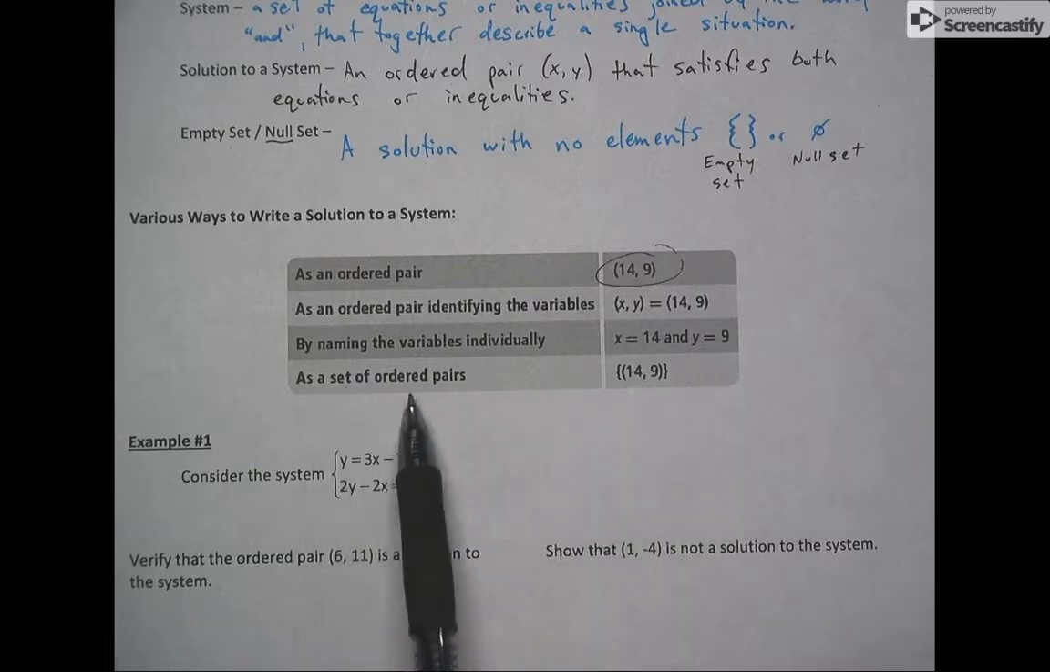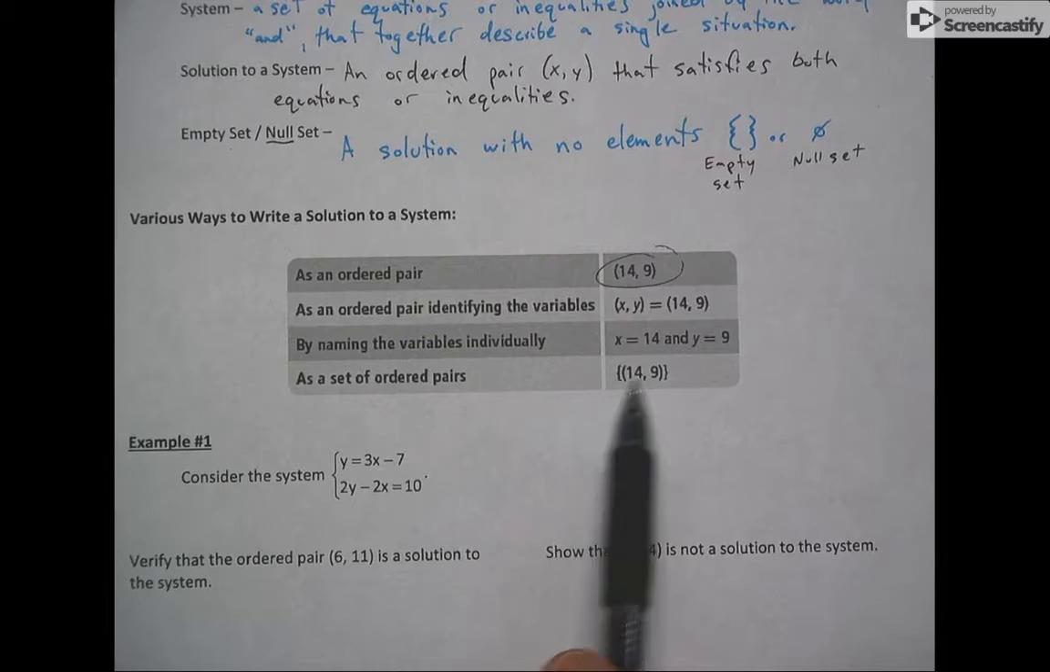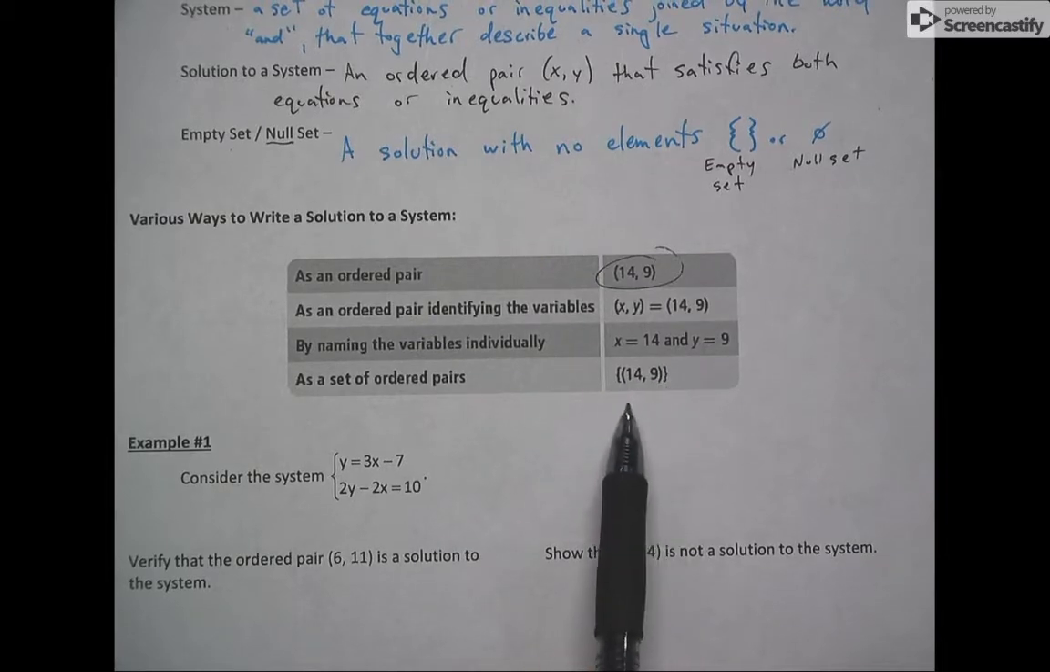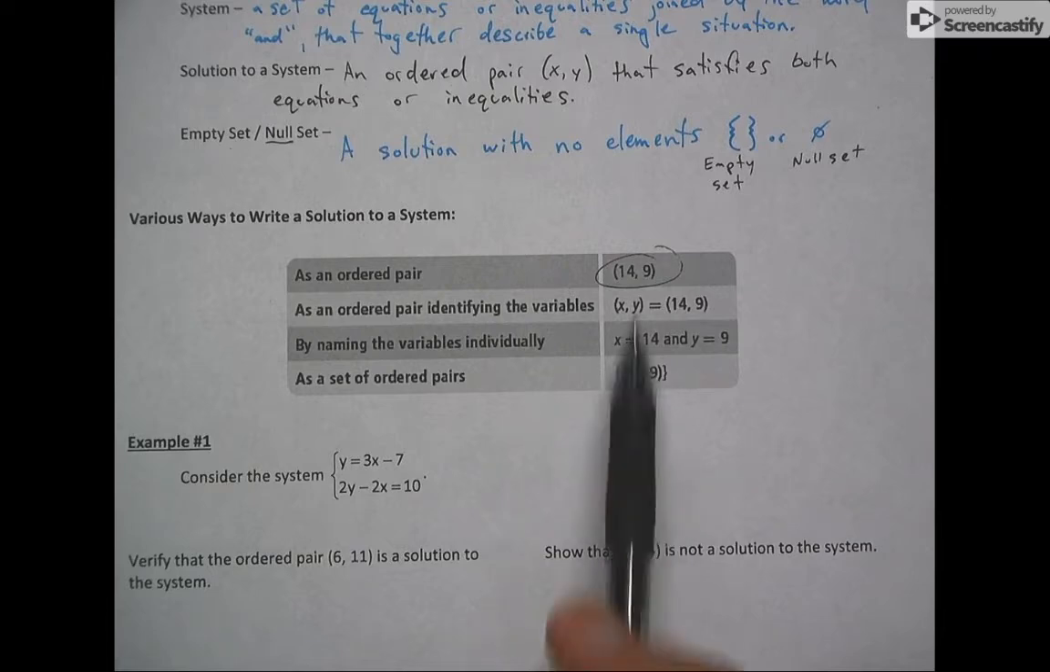And you can talk about the set of ordered pairs. Now, in this case, there's only one solution. So here are those brackets that you see. And inside are all the possible answers. Now, in this case, there's only one ordered pair in there.